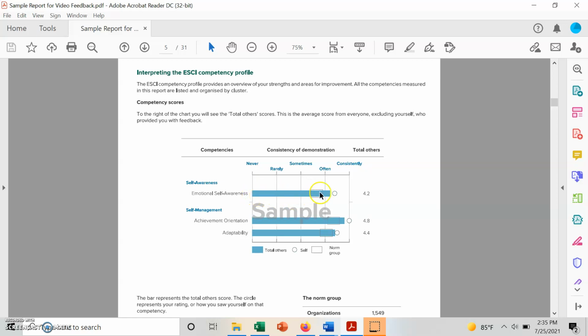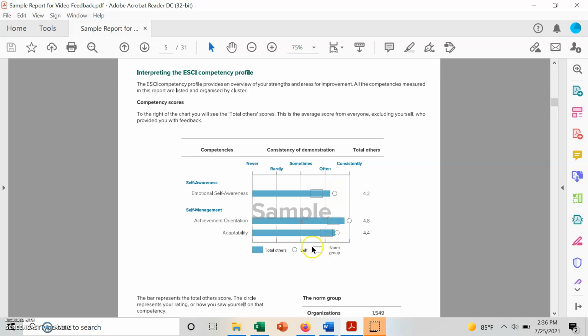For emotional self-awareness, the others rated Lee, who is our sample here. How often does he demonstrate emotional self-awareness? They are saying on average often. So consistently, sometimes, rarely, or never. How consistent are you in demonstrating these competencies? The others that rated Lee said a little beyond often. The self, so Lee rated him or herself as a little bit above what others did.